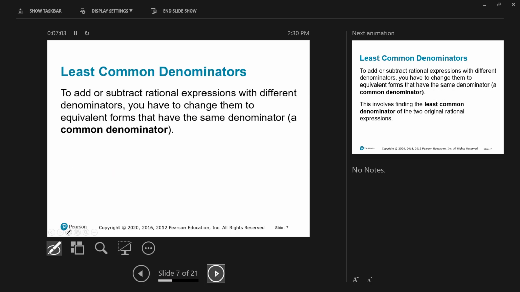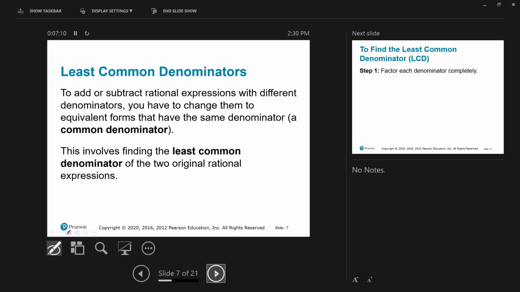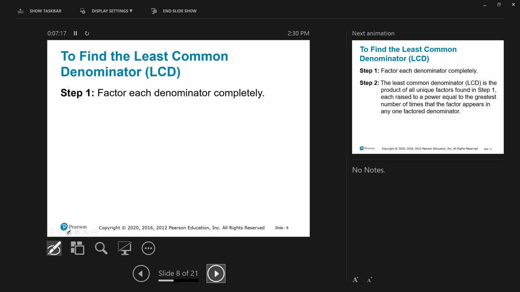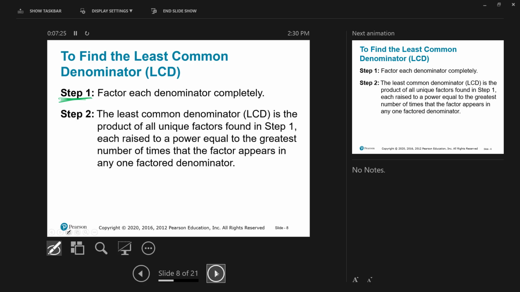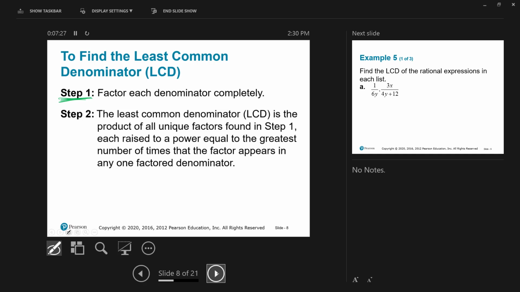Okay, let's talk about finding a common denominator when they don't give us the same denominators. You are going to have to find it. That's basically what this slide is telling you. First step, extremely important, you're going to have to factor. Regardless of what they give you, the first step is always to factor. And then the second step, I phrase the second step just a little bit differently than they do. The authors of the book have their way of saying things. I have my way of saying things.